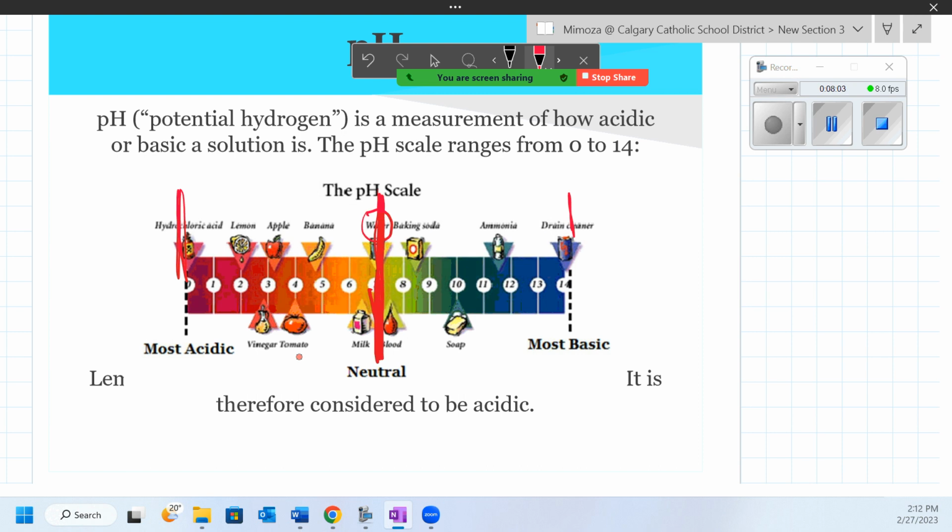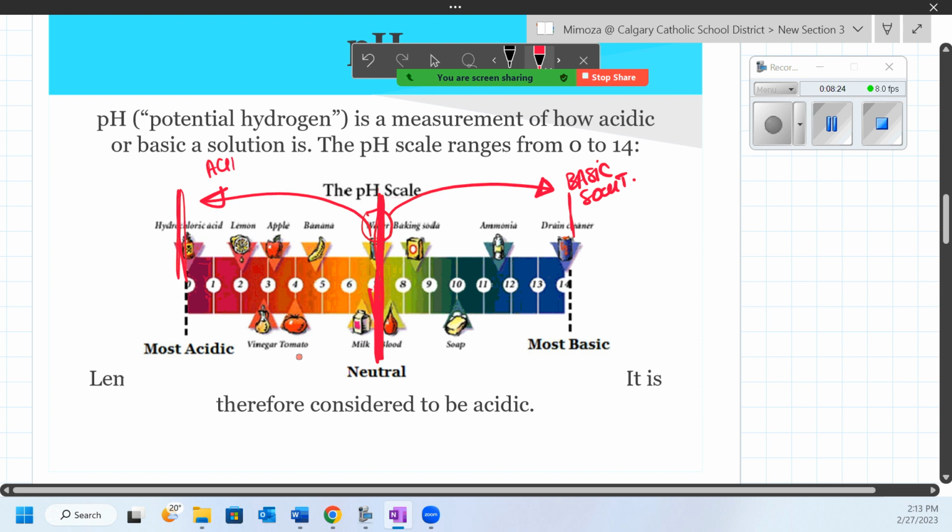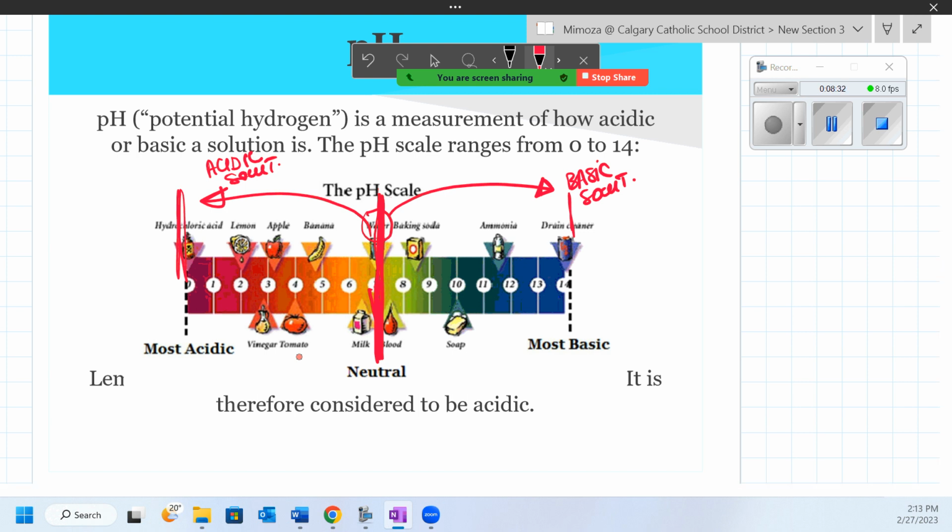And then whatever is less than 7 is known to be an acidic solution, and whatever is greater than 7 is known to be a basic solution or base. So the higher you go above 7, the more basic it becomes.